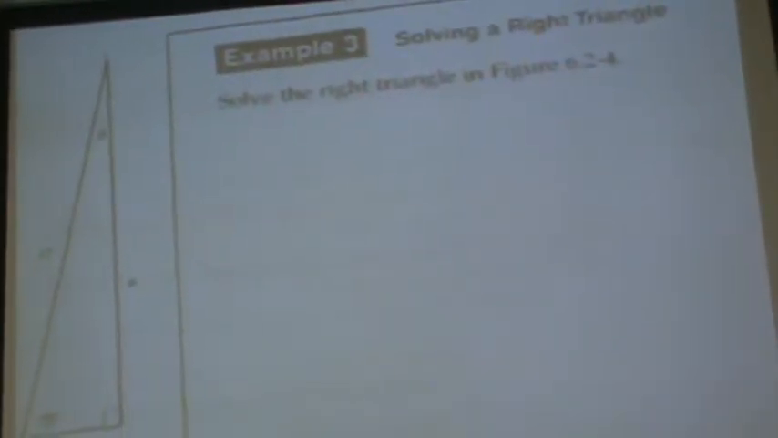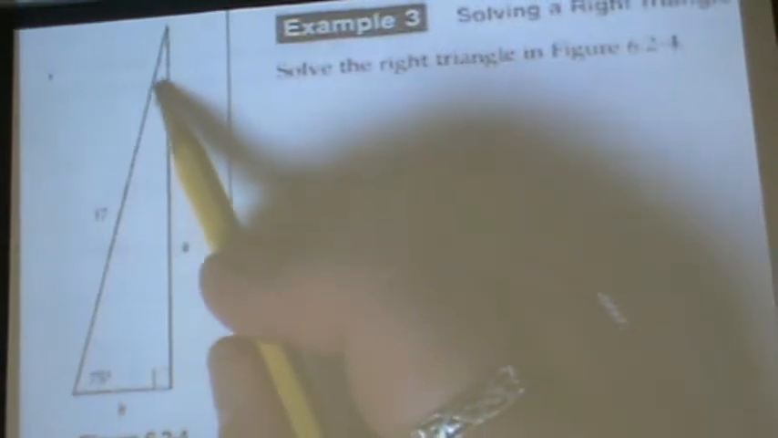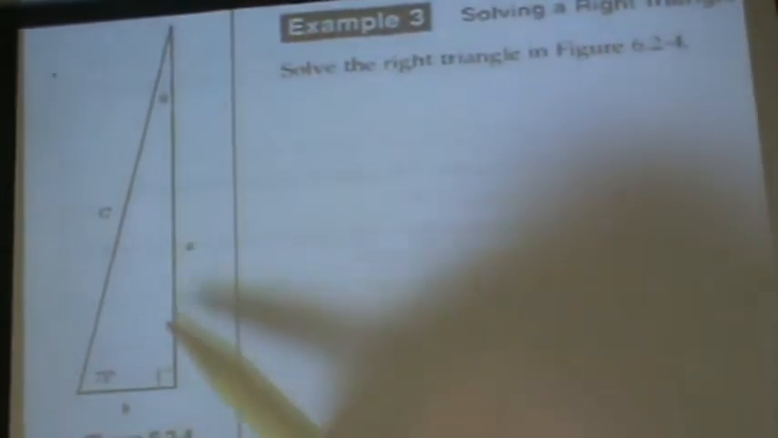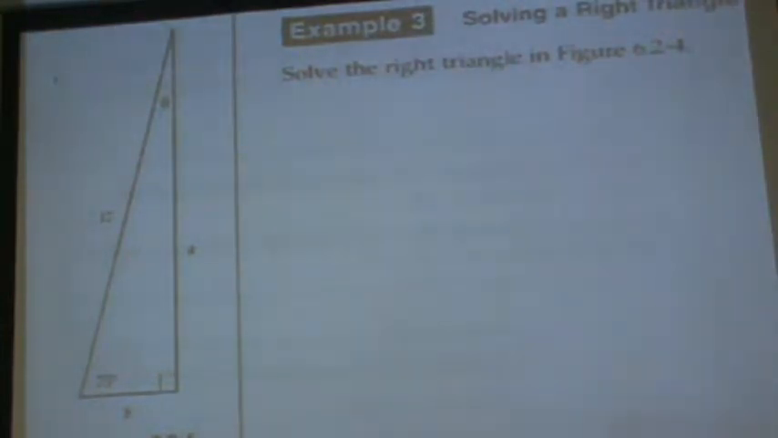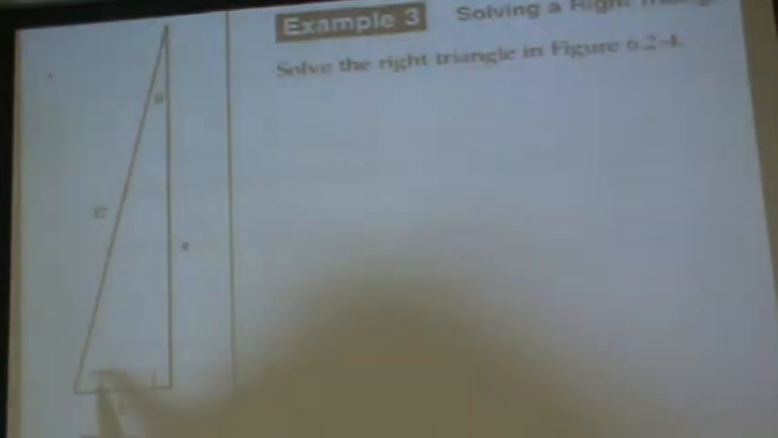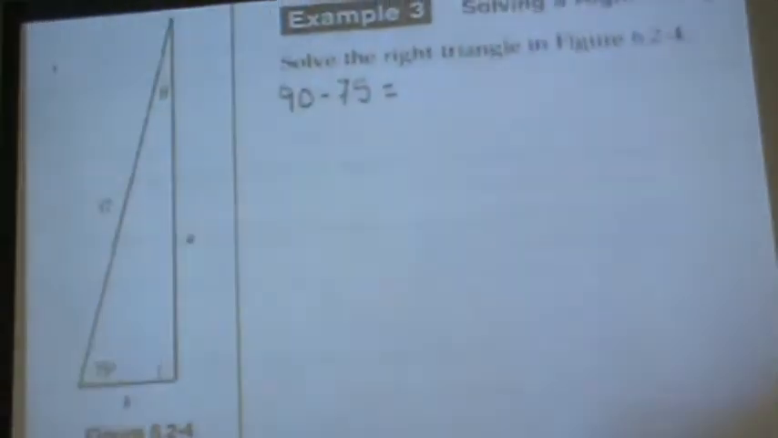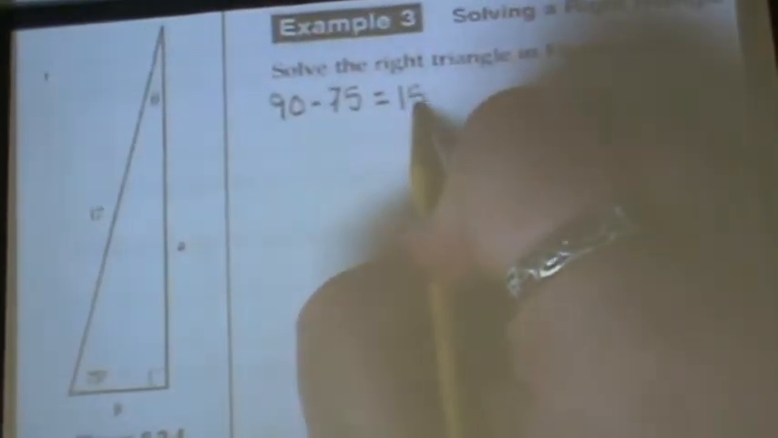For example 3, they want you to solve the right triangle that's in the figure there. So you need to find this missing angle and both of these sides. The easiest part to find to start out with would probably be the missing angle, because you're already given 75 and 90. So to find theta, you would have 90 minus 75, and that'll give you 15 degrees. So our theta here is 15 degrees.